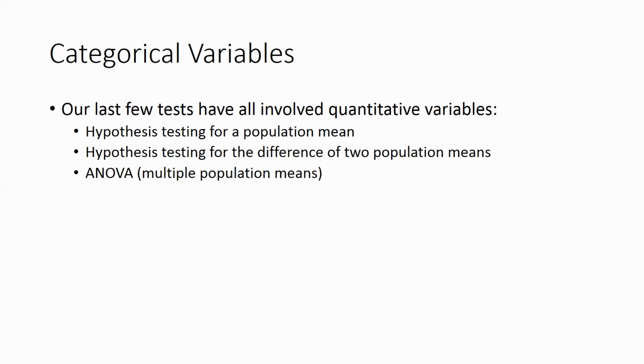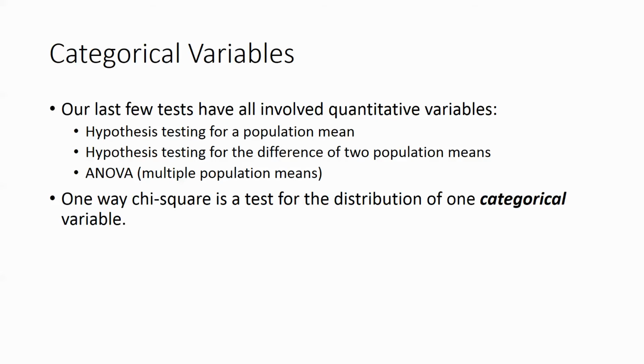In this screencast, we introduce the notion of one-way chi-square. One-way chi-square has to do with categorical variables. Our last few tests have all involved quantitative variables. We did a hypothesis test for one population mean, for the difference of two population means. We did ANOVA, which was for multiple population means. One-way chi-square is a test for the distribution of one categorical variable.